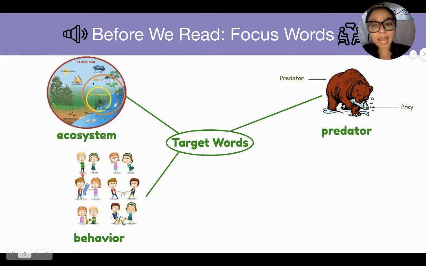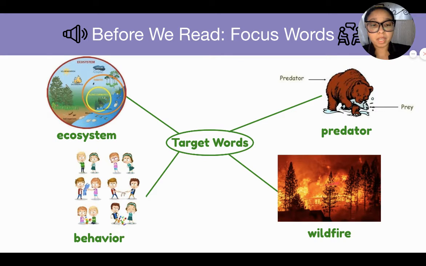Behavior. These are the actions that we do on a regular basis. We do them almost every day. These are our learned behaviors. There are good behaviors, or positive behaviors, and then there are negative behaviors. And here is a wildfire. This is when a fire is uncontrollable in a forest or a wooded area, and it takes a lot of effort and a lot of rescue teams to stop this fire from burning many, many miles.